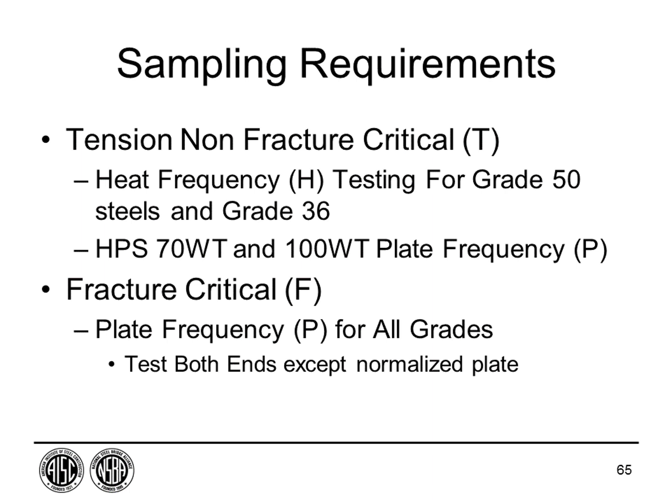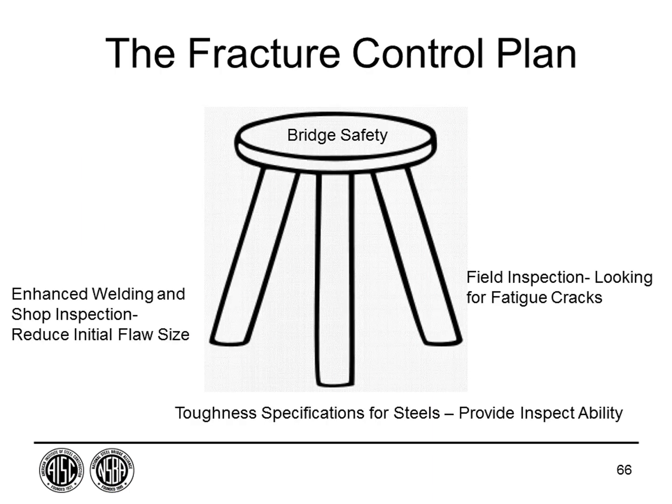If it's fracture critical, it's P testing for all grades, and you test both ends of the plate. So there's more stringent sampling. The only exception would be if it's normalized, because normalizing the plate provides very uniform behavior. So what we end up with is what we call a total fracture control plan, where our goal is bridge safety. We've been talking about the specifications for the steel. There's a whole part over here that has to do with enhanced requirements for fabrication, and then you have field inspection that then results in a safe bridge.